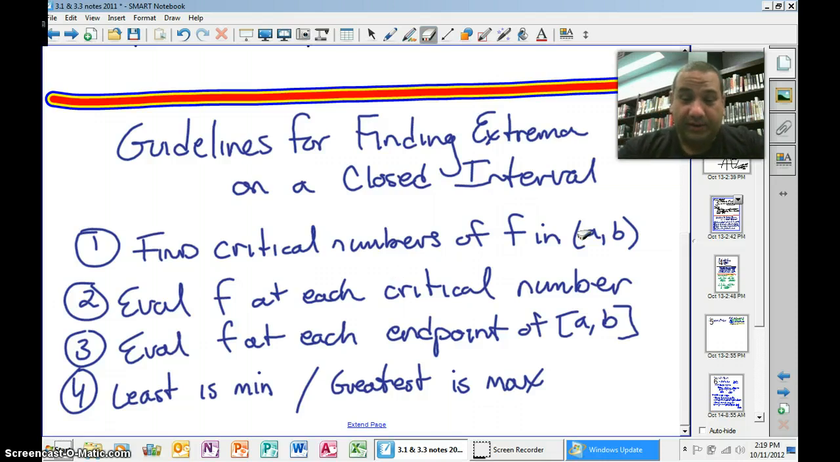Find critical numbers. Evaluate at each critical number. Evaluate at each endpoint. The least is the minimum. The greatest is the max. Done. Those are the rules you go over all the time. Now, these critical numbers are where the derivative equals 0 or is undefined.